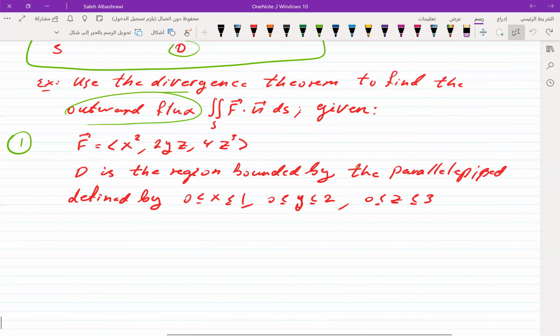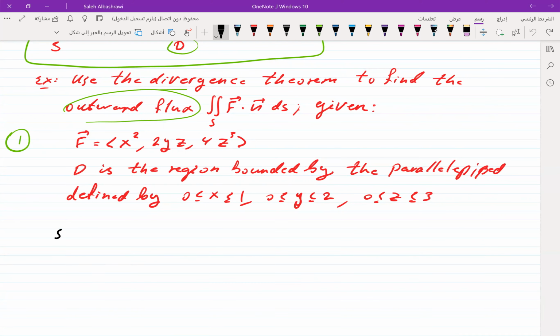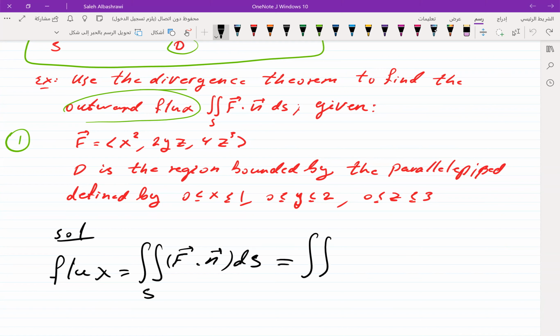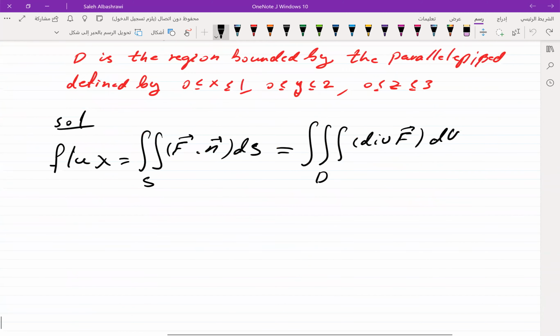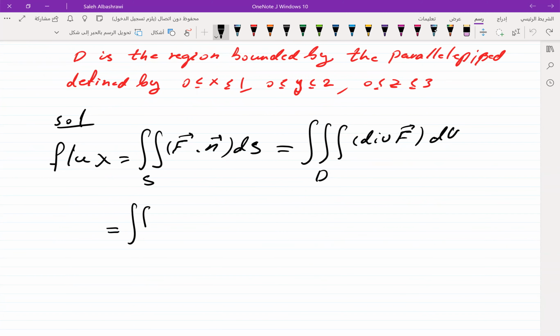So the flux, which is equal to F dot n dS, is equal to the triple integral over D of the divergence of F dV. The divergence of the vector function is equal to the partial derivative of the first component with respect to x, plus the partial derivative with respect to y of the second one, plus the partial derivative of the third component with respect to z.